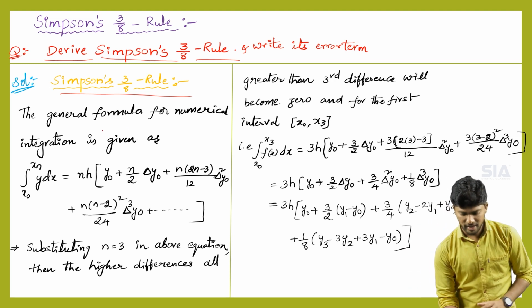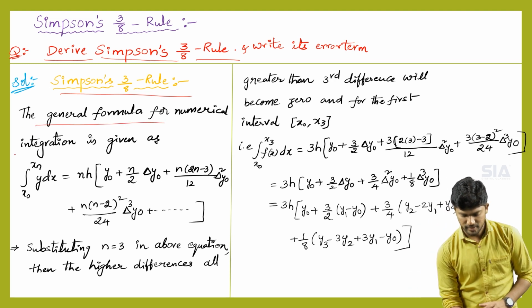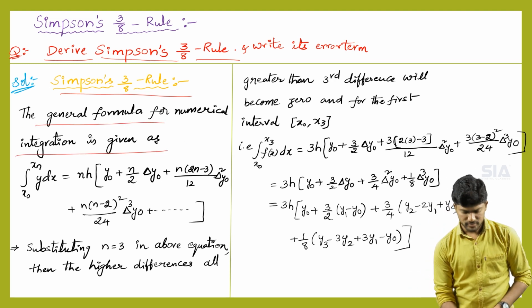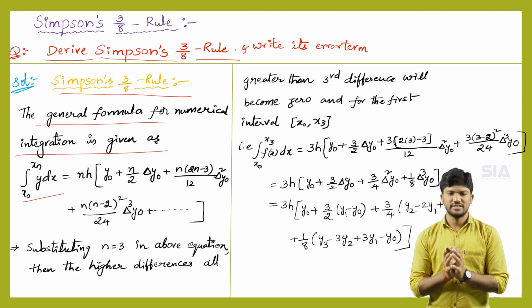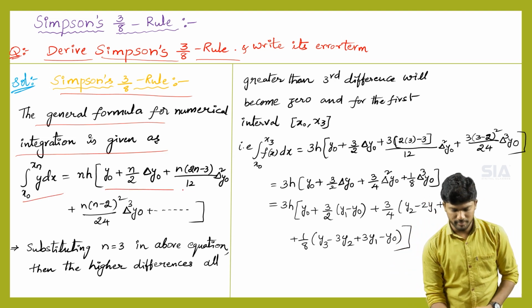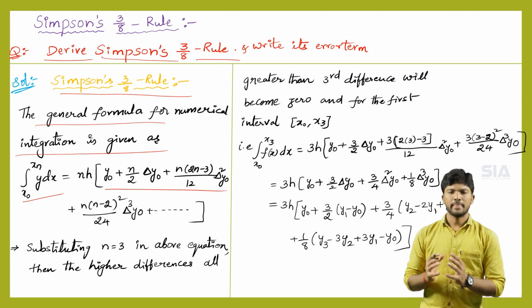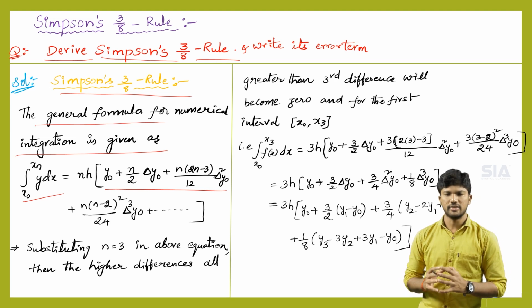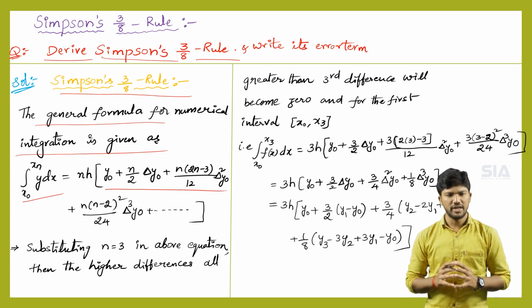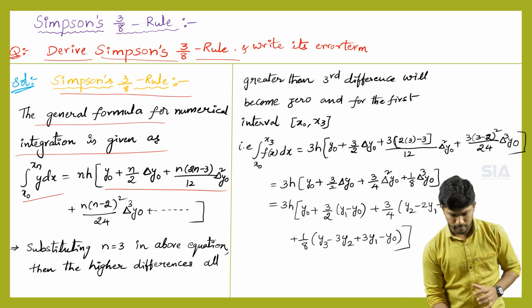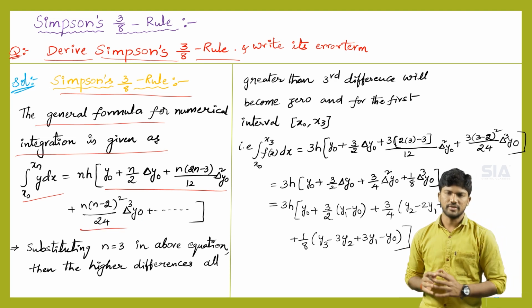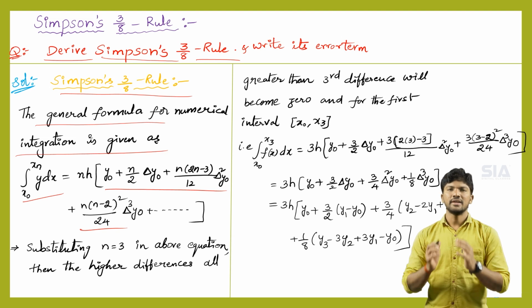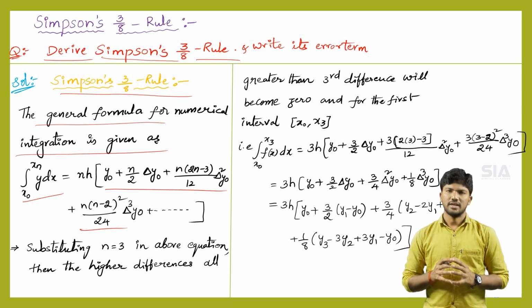The general formula for numerical integration is given as integration over x0 to xn of y dx is equal to n h [y0 plus n by 2 delta y0 plus n(2n minus 3) by 12 delta square y0 plus n(n minus 2) whole square by 24 delta cube y0 plus and so on]. That equation is called the general formula in numerical integration.